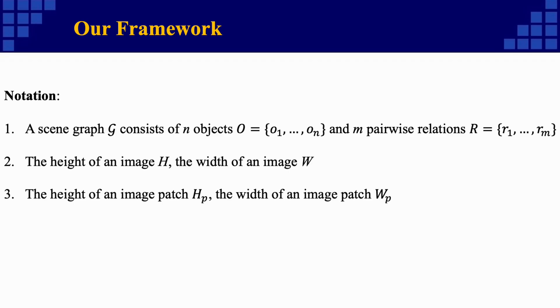We have some notations. Given a scene graph G, which contains a set of objects O, including O1 to On, and their pairwise relations R, including R1 to Rm. Our goal is to synthesize an image X from the scene graph. The height of an image is h, and the width of the image is w. Moreover, the height of an image patch is hp, and the width of an image patch is wp.